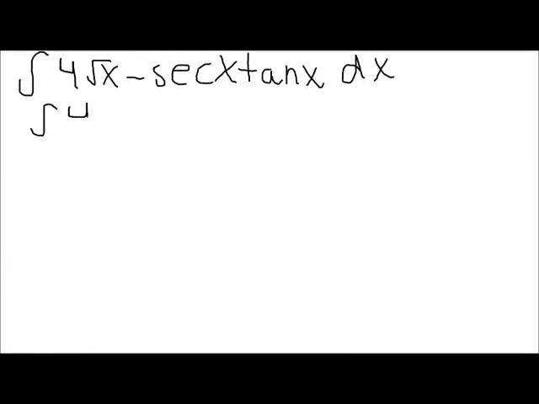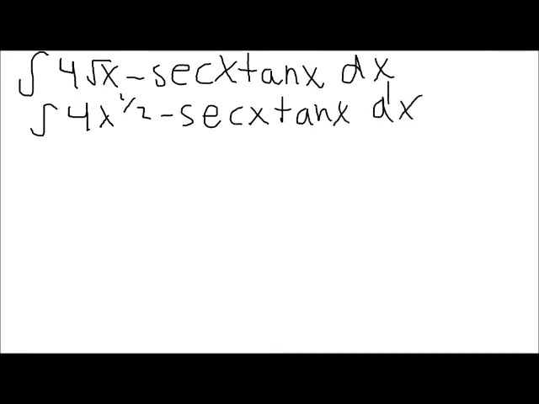So here's the first example. We have the integration of 4 times the square root of x minus secant x times tangent x dx. So first what you want to do is switch the square root sign to a 1/2. This will make integrating easier. This is just a straight up integration problem. You don't have to do direct substitution by u or anything like that.